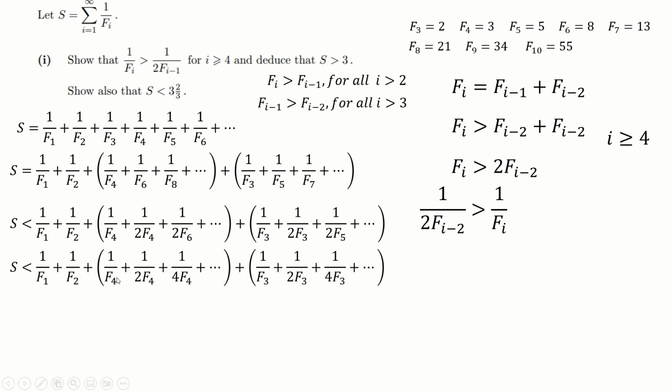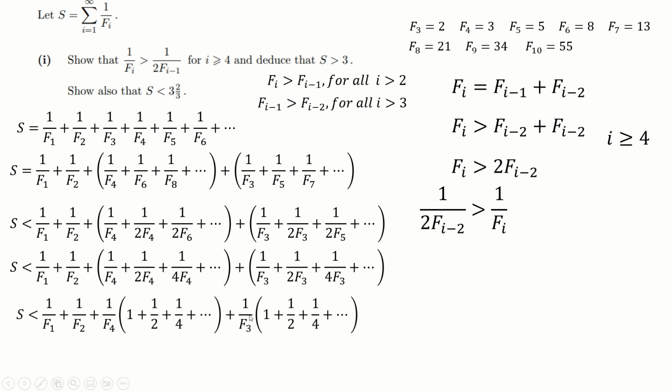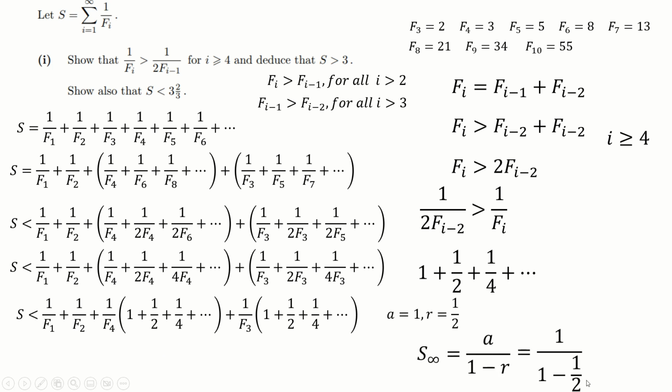And now, of course, we can factorize out 1 over f of 4 and factorize out 1 over f of 3. And now this sum we're going to see a couple of times in this video. So let's just very quickly work it out. A is what? It's a geometric sequence, obviously. A is 1, r is a half. Sum to infinity is a over 1 minus r, which is 1 over 1 minus a half, which is 1 over a half, which is 2. So this is 2, this is 2.